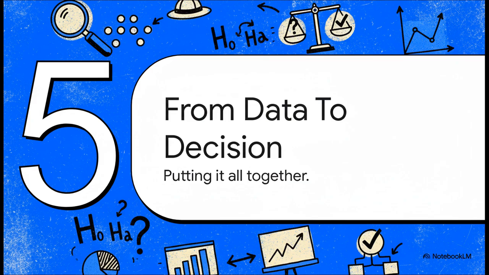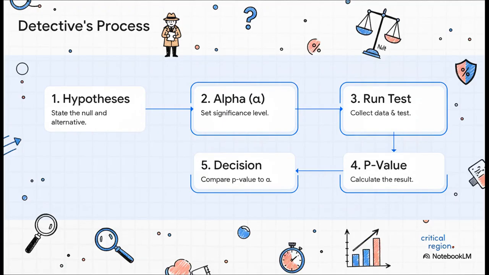Okay, so let's zoom out for a second and see how all of these pieces snap together into one single, coherent process that takes us all the way from raw data to a confident decision. And here it is, the complete workflow, the whole shebang. Step 1, state your competing stories, the null and the alternative. Step 2, set your standard of proof. That's alpha. Step 3, you go out, you collect your evidence, and run the right statistical test. Step 4, calculate that p-value to see how surprising your evidence is. And finally, step 5, you compare your p-value to your alpha, and you make your final data-driven decision.